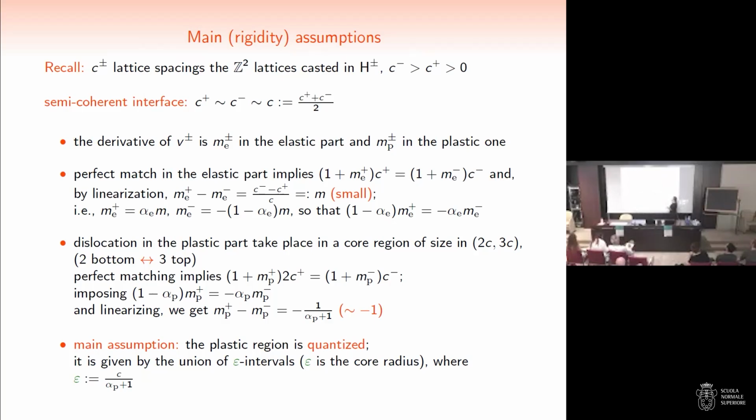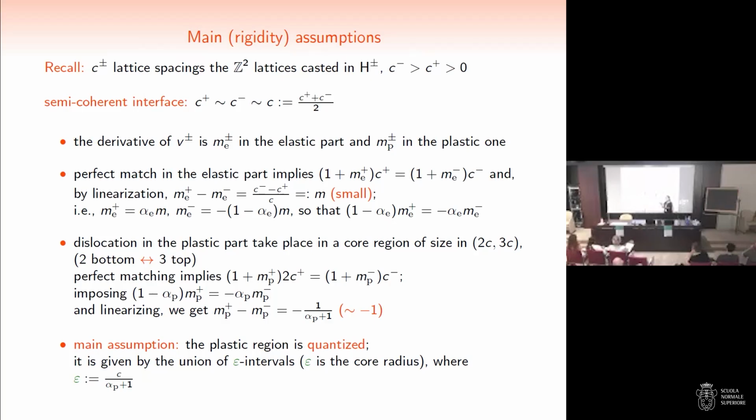Now I can assume all the elastic coefficients in terms of a certain parameter alpha elastic. The elastic coefficient on the top part is equal to alpha E times M, and the other elastic coefficient is equal to minus M times (1 minus alpha), so that I can enforce this relation here. But the only thing that one should recall about this is that the difference between the two elastic slopes is small.